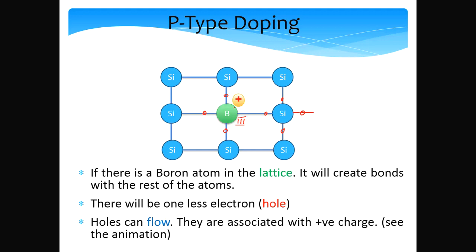So what does a hole mean? A hole essentially means the lack of an electron, right? Basically an electron is not present. This is called a hole. So this is essentially a lack of an electron, or one less electron, and the reason the hole is there is because we have a boron atom.